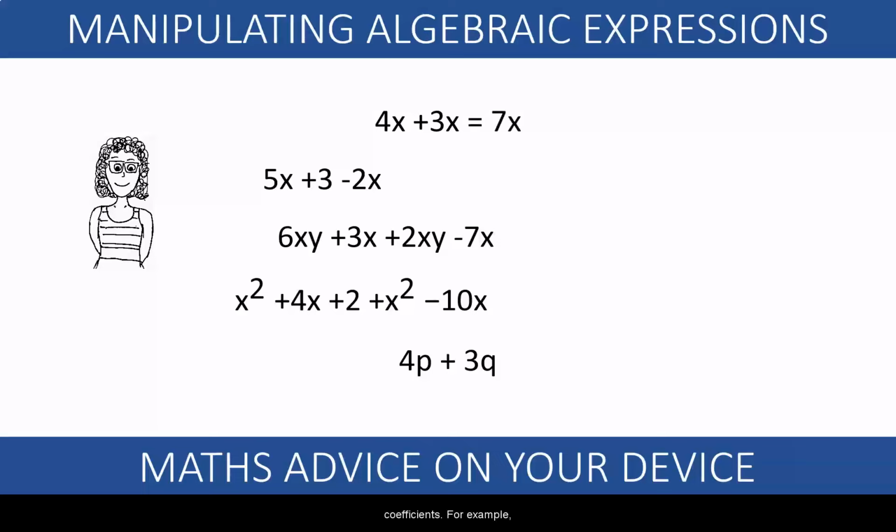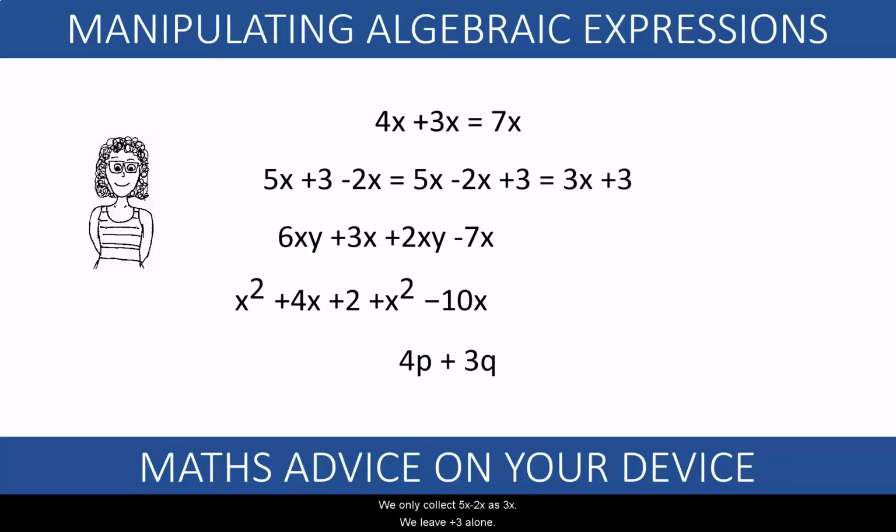Do not mix the terms with x and the terms without x. They are not like terms. We only collect 5x minus 2x as 3x. We leave plus 3 alone.